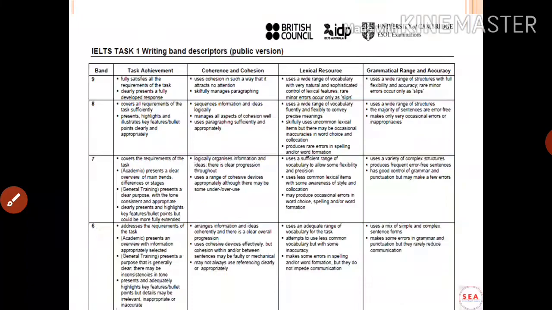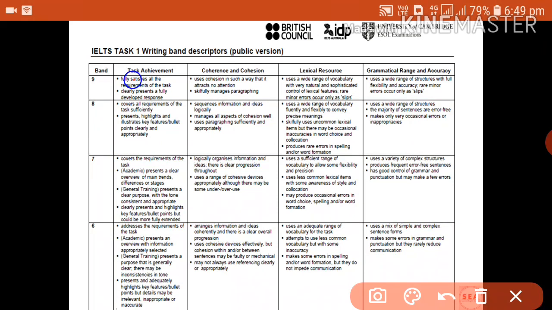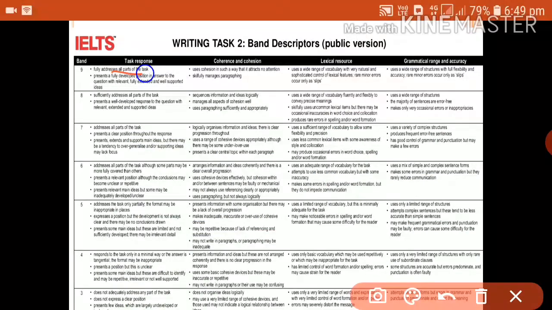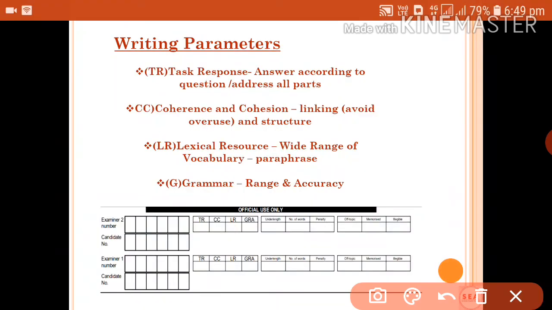You can see there are 4 parameters. The only difference is that in Task 1 it is task achievement and in Task 2 it is task response. Let's take these parameters one by one. The first parameter, task response. The meaning is very clear from the name itself. It comprises 2 components: answer according to the question and address all parts.